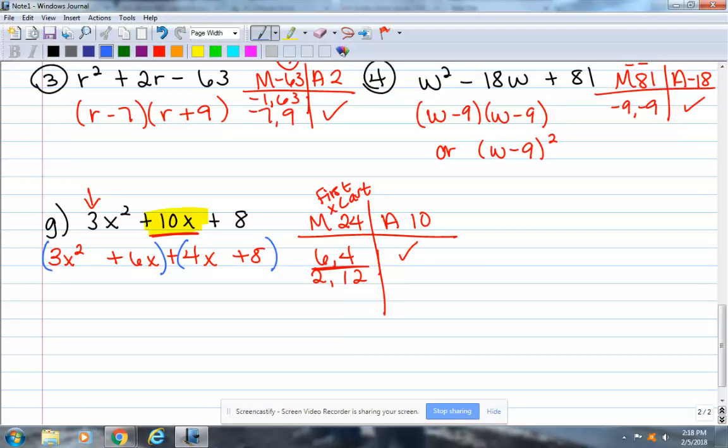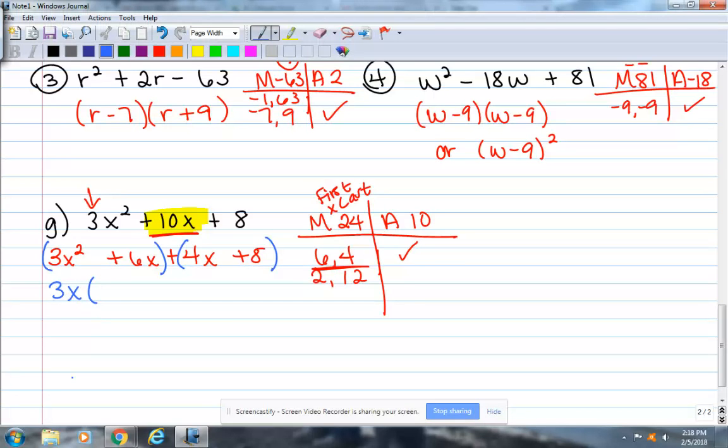Now what you're going to do within your parentheses is the GCF. So I'm going to do the GCF for this first parentheses, and I'm going to do the GCF for my second parentheses. Ignore the second parentheses for right now and just look at the 3x squared plus 6x. What is my GCF? 3, and they both have an x, don't they? If they both have an x, which one's the smallest? X is, right? So 3x is my GCF for the first parentheses.